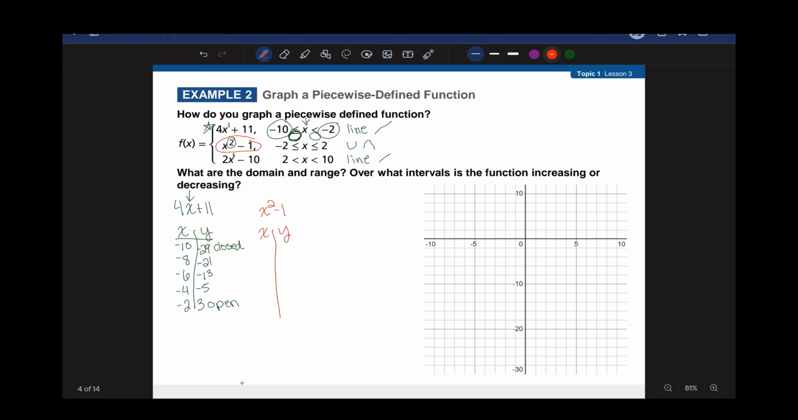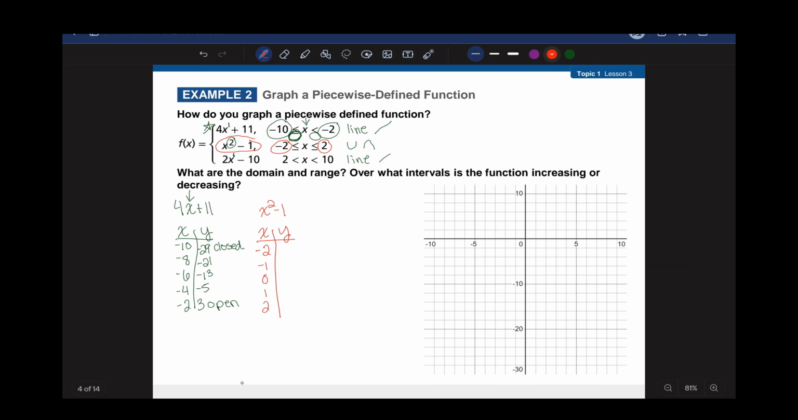We're going to make a table. This time my x's go from -2 all the way to +2. Now, I don't suggest skipping numbers when it's a U shape. If it's a line, you can skip every couple of numbers when you put it in. So we're going to go -2, -1, 0, 1, 2. We're just going to go all the way from -2 to 2.